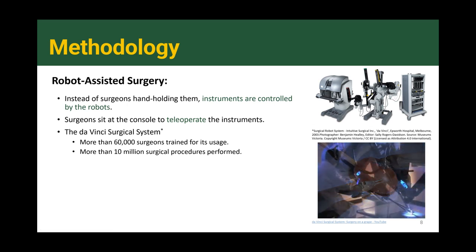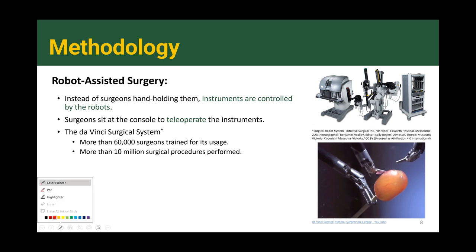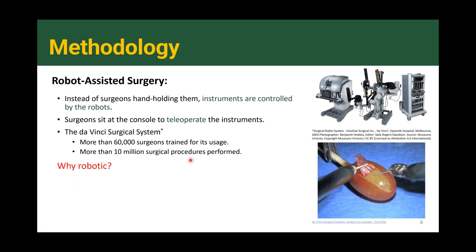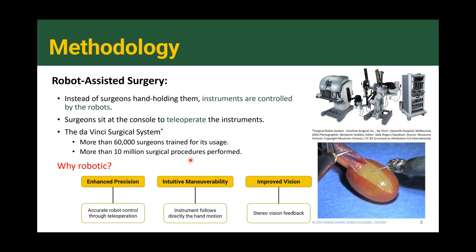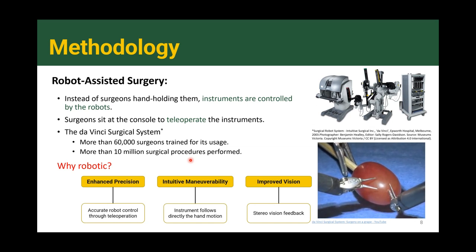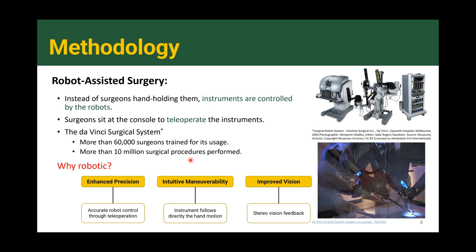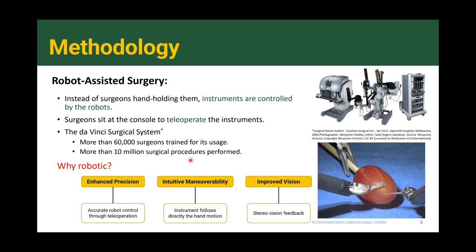So this Da Vinci surgical system has been used for more than 10 million surgical procedures, and more than 60,000 surgeons have been trained to use this. And the question that is arising here is, why do we want robotic surgery? So the 3 main advantages of robotic surgery are its enhanced precision, the intuitive maneuverability of the robotic arms, especially in minimally invasive surgery, because these robotic arms enter the human body and take a lot less space than open surgery, where instruments are inserted using the human hand. And finally, the improved vision as a result of the stereo vision feedback is another advantage of robot-assisted surgery.